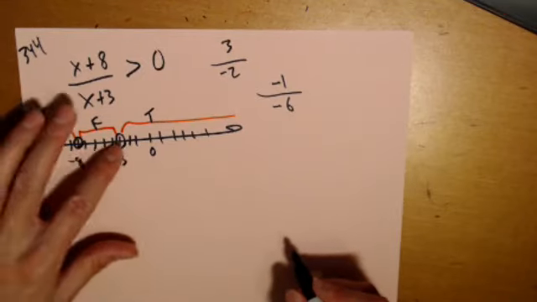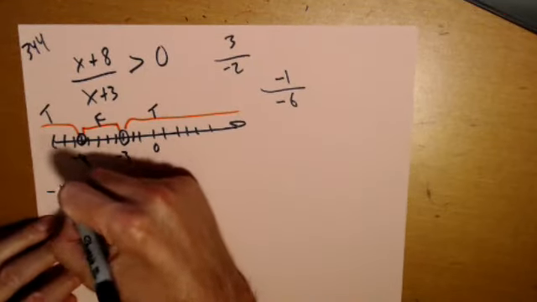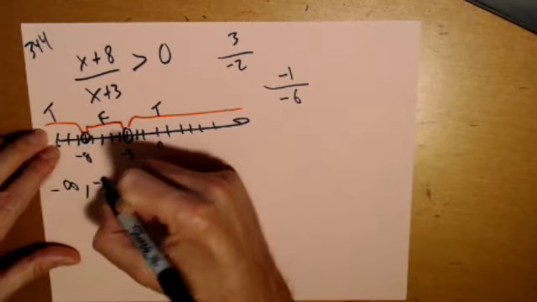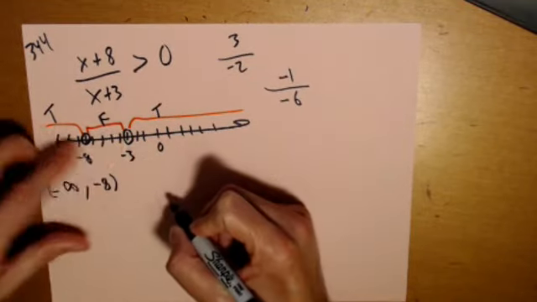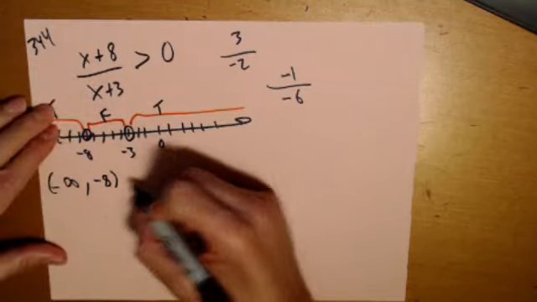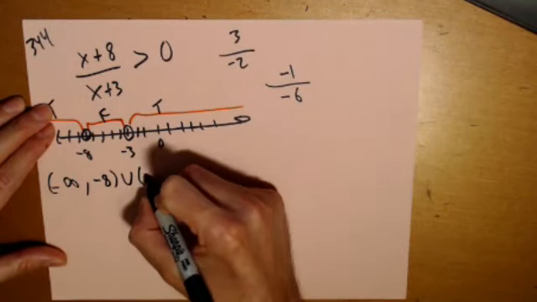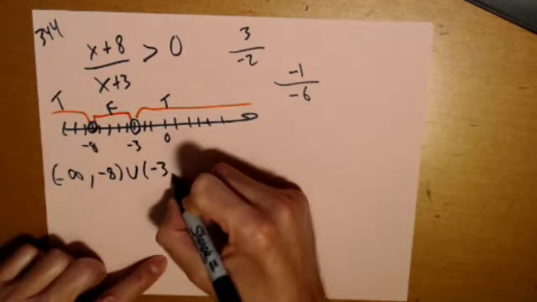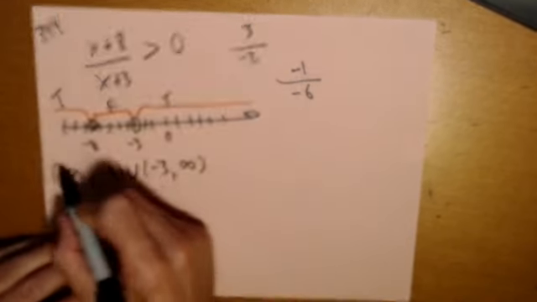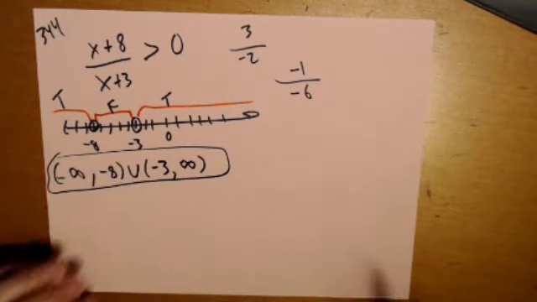Okay, so from -infinity all the way to -8. Open circle is a parenthesis. We're also including this area, so we use the union symbol. From -3, parenthesis on -3, all the way to infinity. Boom. And there's our answer.